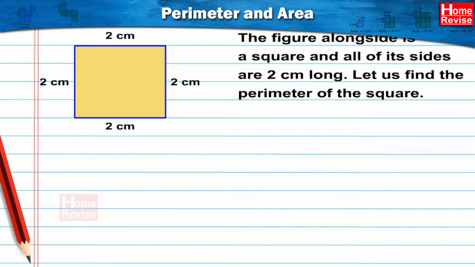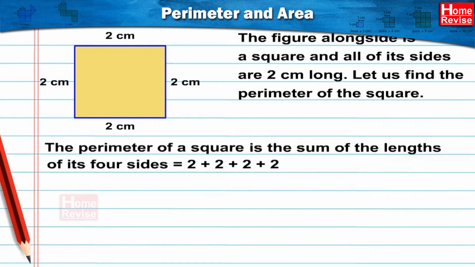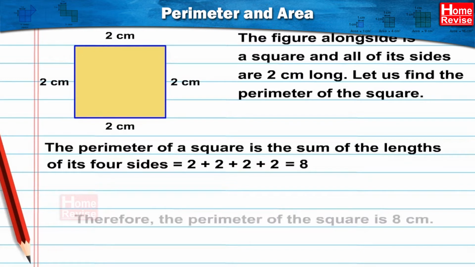The figure alongside is a square and all its sides are 2 cm long. Let us find the perimeter of the square. The perimeter of a square is the sum of the length of its four sides. So it is 2 plus 2 plus 2 plus 2, which is equal to 8. Therefore, the perimeter of the square is 8 cm.